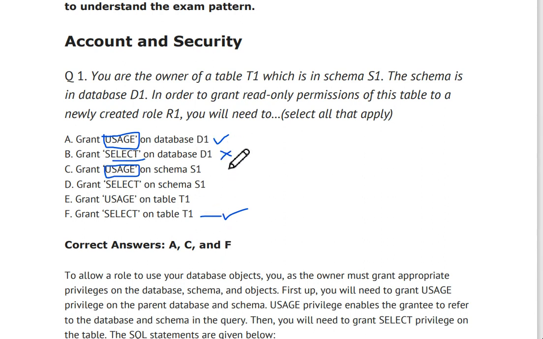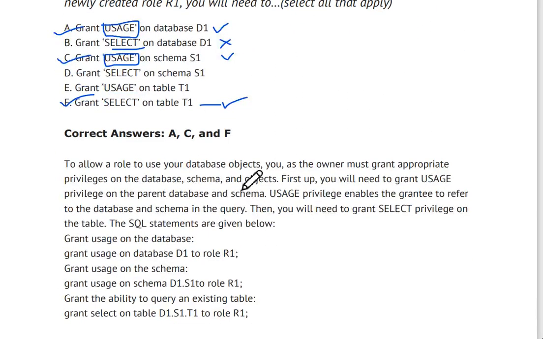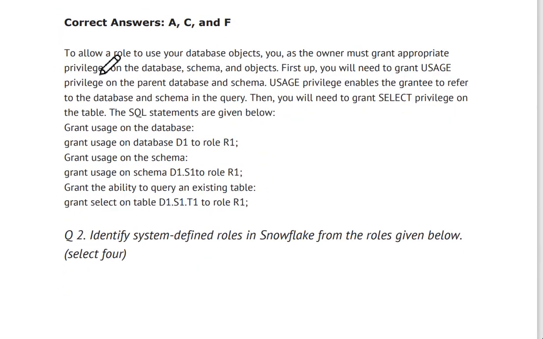So what are the correct answers? The correct answer is A, which is grant usage on database D1, then C, which is grant usage on schema S1, and F, grant select on table T1.